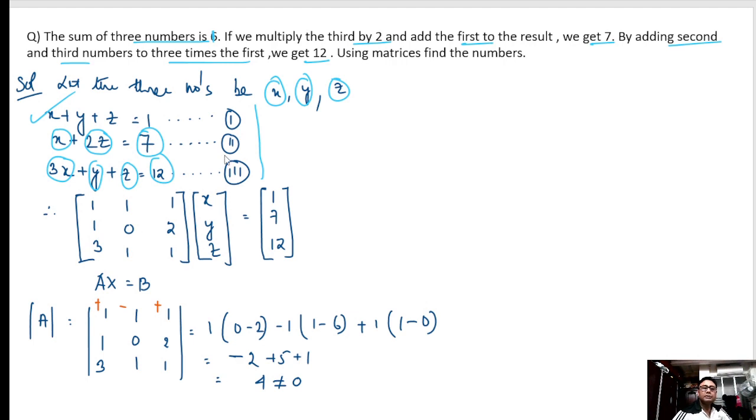So from here we can see the 3 solutions, and now we already know how to solve it. So this is our matrix A, x y z, 1 7 12. Now we have to find the mod of A. As I told you, we'll calculate the mod of A. Mod of A is not equal to 0. That means it will give a unique solution.